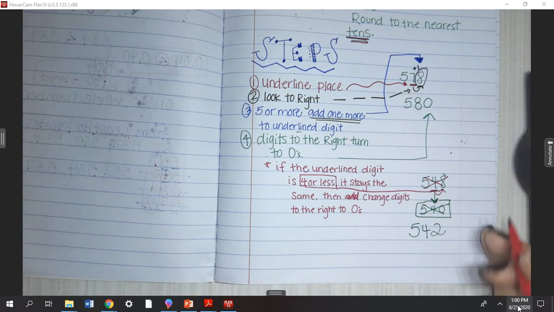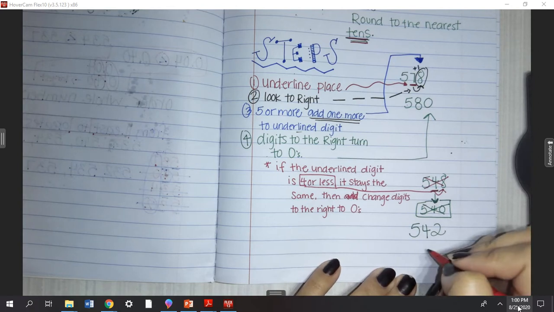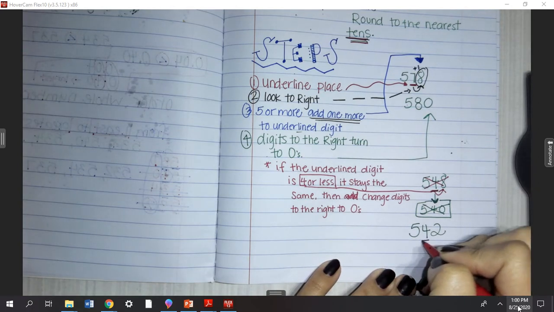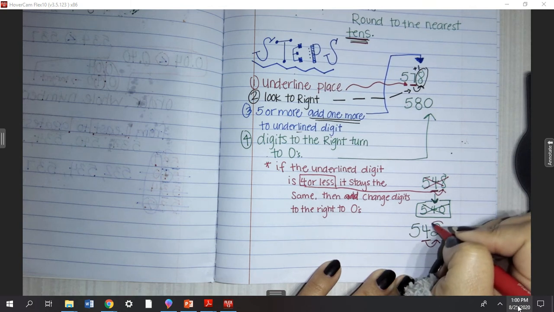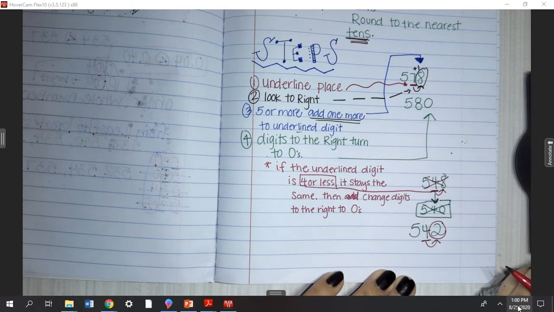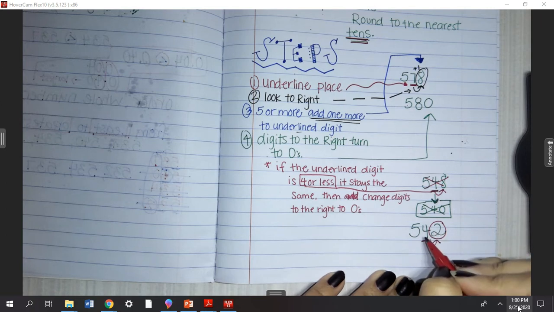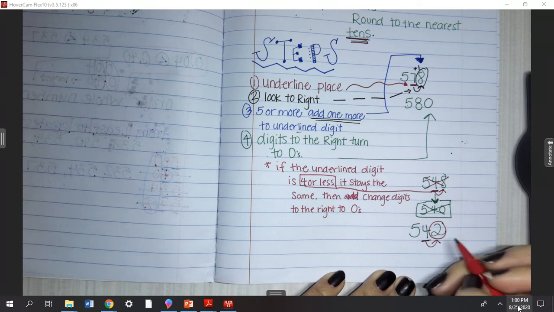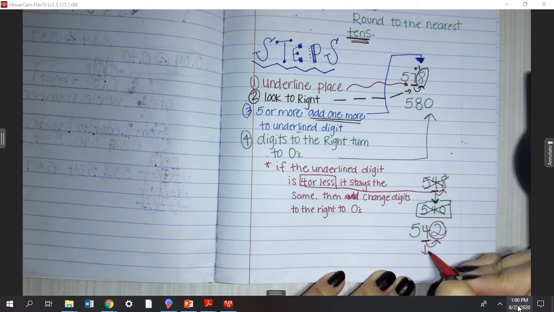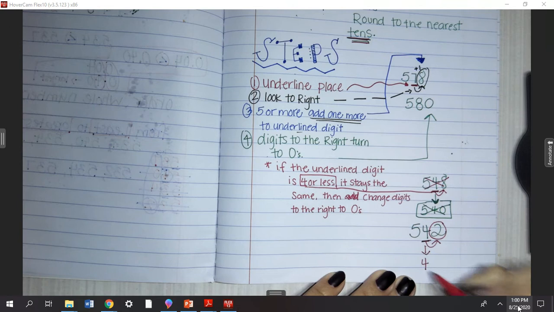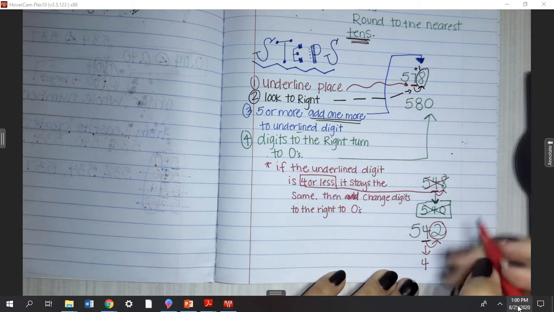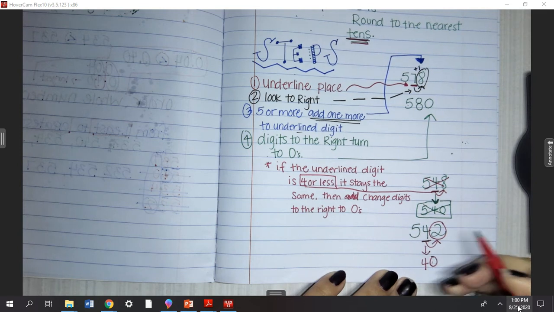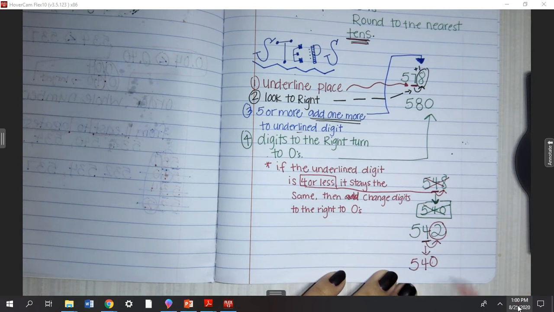So if I do 542 and round it to the nearest 10, I'm going to look at the 4, then look at the number to the right. If this digit is 4 or less, you're going to leave the underlined digit alone. That means it's going to stay a 4. The digits to the right are still going to be zeros, and everything in front stays the same.